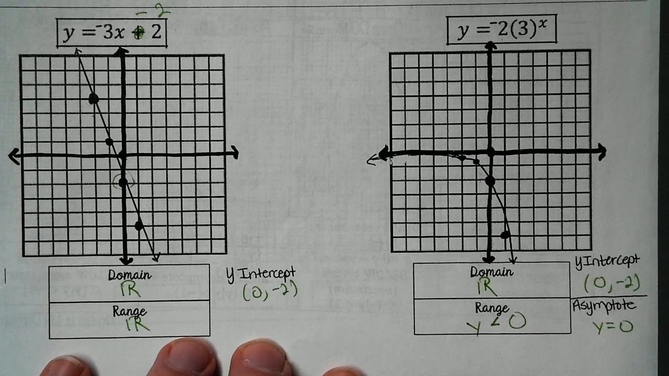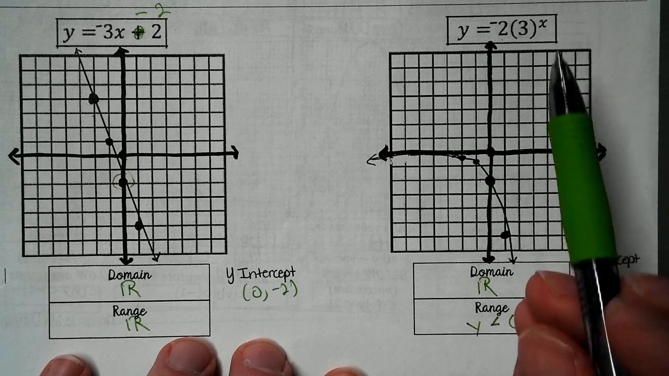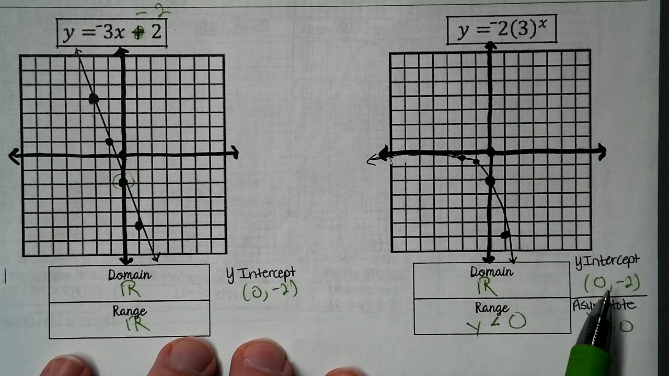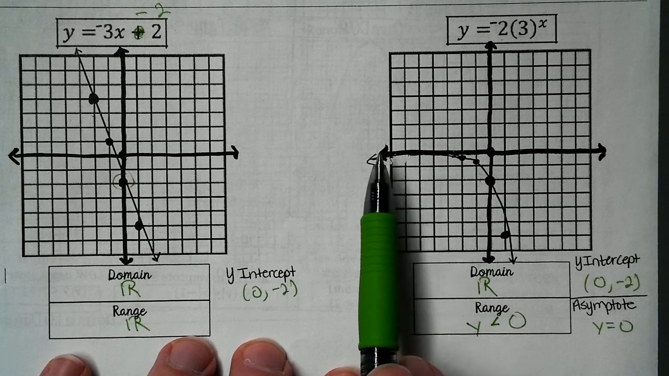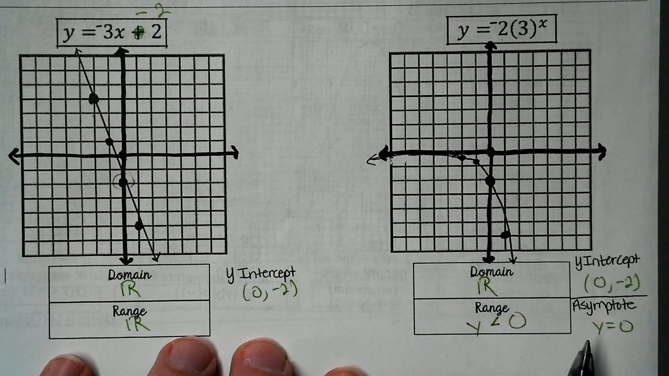So on exponentials, you're looking at two things. Look at the a value, which tells you your intercept, and then see where it approaches but never crosses, and that's your asymptote. Your domain is always all real numbers. Your range is your y value compared to whatever your asymptote was.